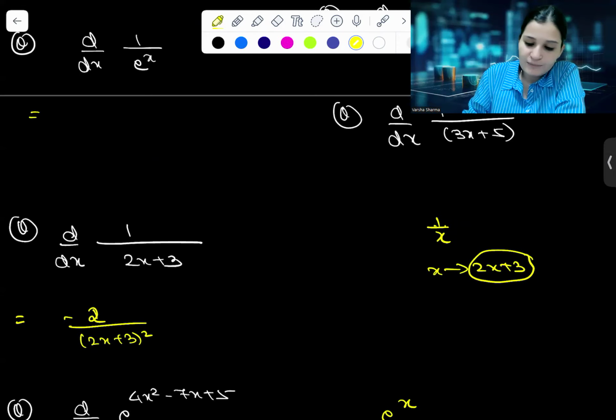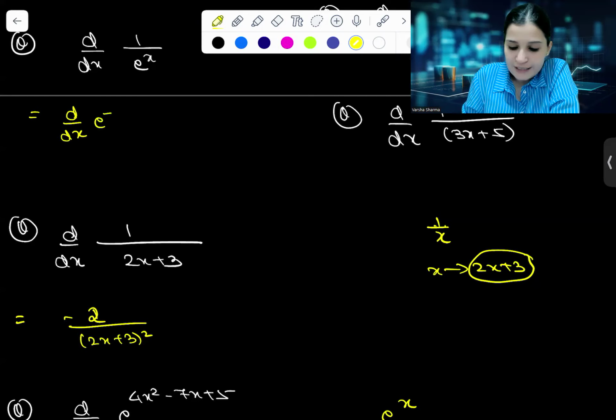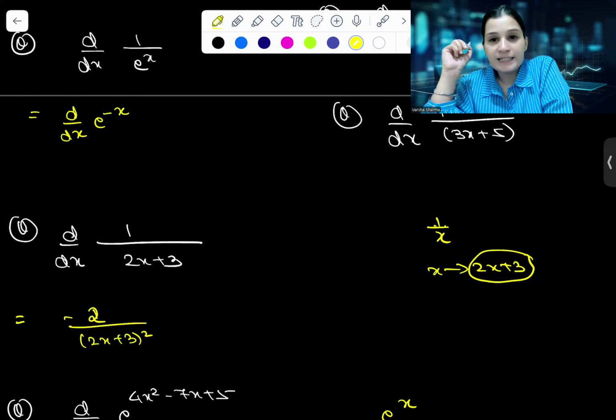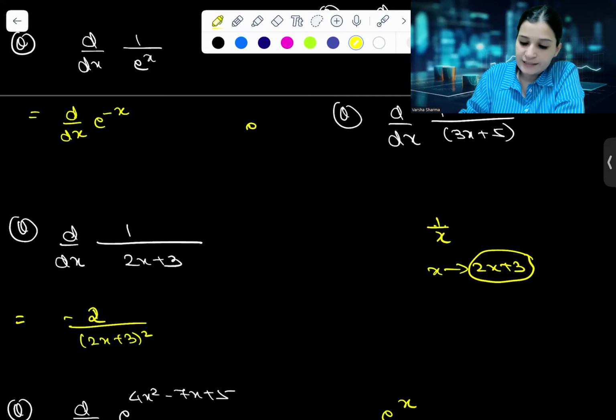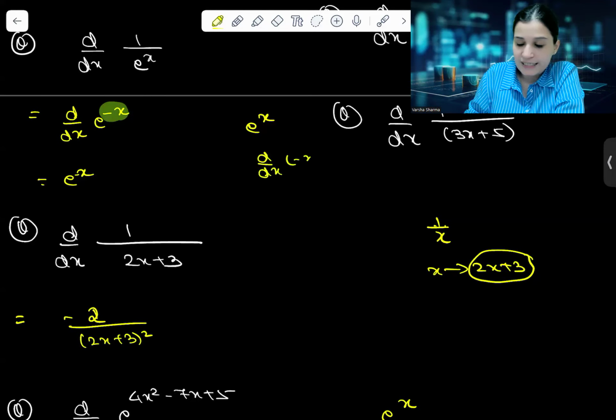So how will I differentiate 1 by e power x? What we can do is bring it to the numerator. It becomes e power minus x. Now we can treat this as e power x, whose derivative is e power x. But instead of x, we have minus x, so we need to multiply the differentiation of minus x. What is the differentiation of minus x? Minus 1. Clear?